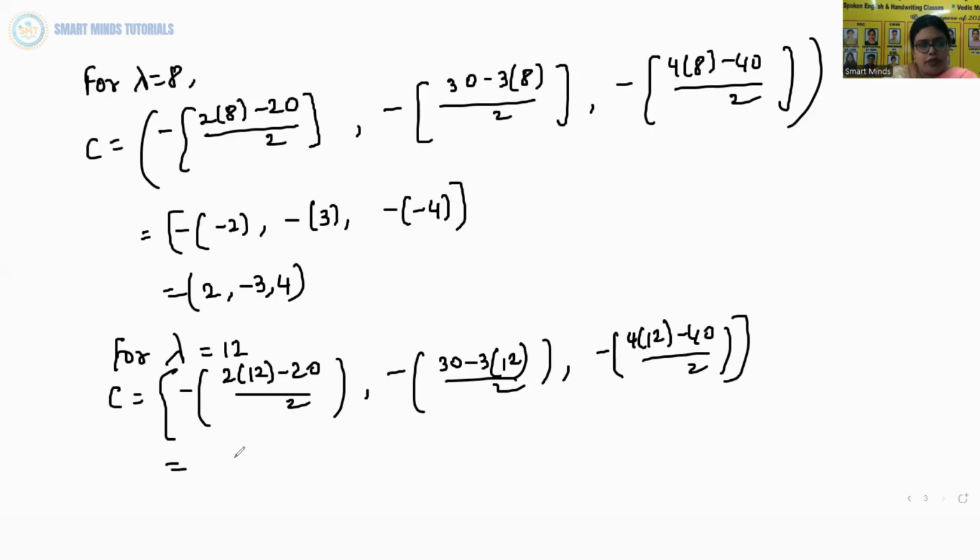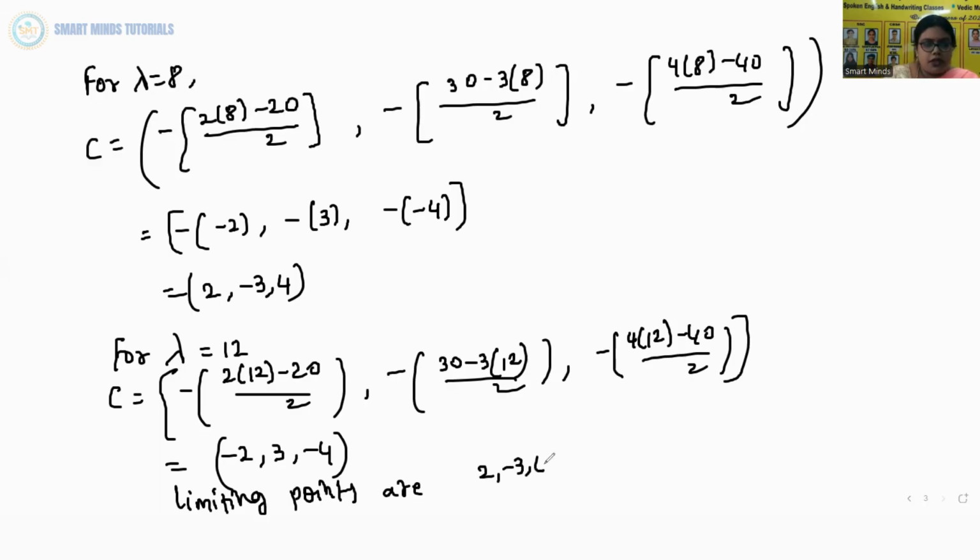So if you solve them, we get minus 2 comma 3 comma minus 4. So what are the limiting points? Finally, we need to conclude. Limiting points are 2 comma minus 3 comma 4 and minus 2 comma 3 comma minus 4. This is the final answer.